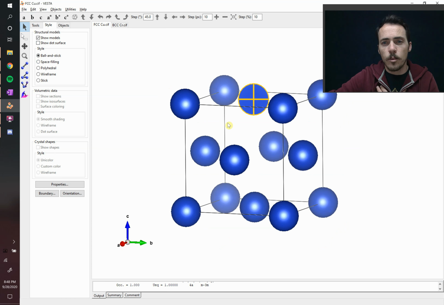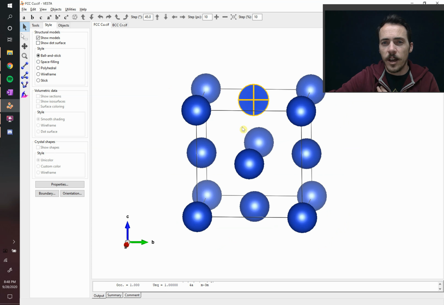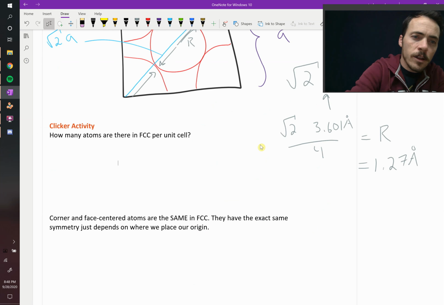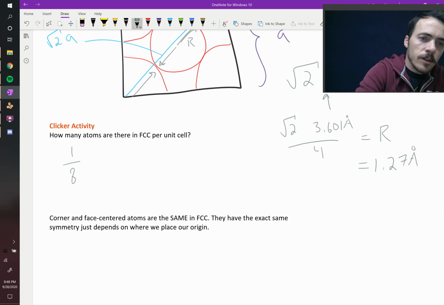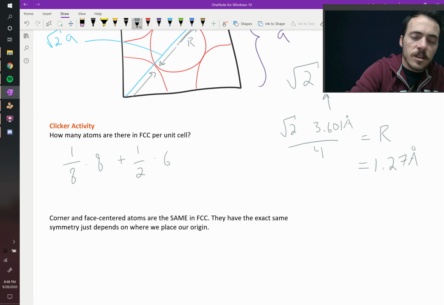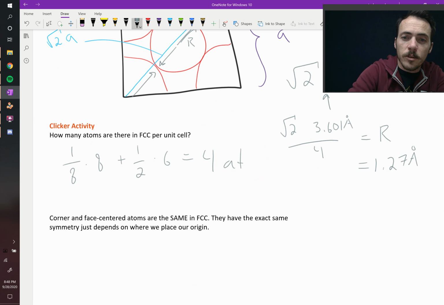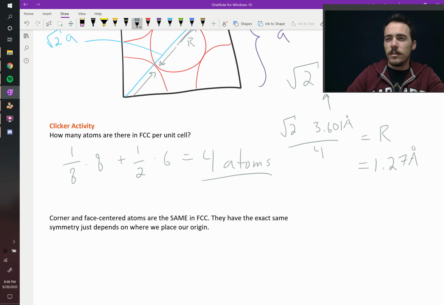This makes sense? So the ones on the corner are 1/8 in, and there are 8 of them. The ones on the faces, there are 6 of them: top, bottom, left, right, front, back, and they're half in and half out. So let's add up how many atoms there are total per unit cell volume. There is 1/8 times 8 plus 1/2 times 6. Therefore, it's 1 plus 3. There are 4 atoms per unit cell.